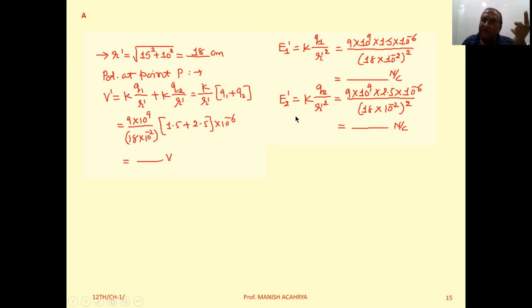Then electric field due to the second charge Q2. E2 dash is kQ2 upon R dash square. So k is 9 into 10 raised to 9, second charge is 2.5 into 10 raised to minus 6 coulomb, upon 18 into 10 raised to minus 2, square of it. Solve this one, you will get the electric field due to the second charge, this much Newton per coulomb. Now the directions of these electric fields at point P will be outward as shown in the figure.